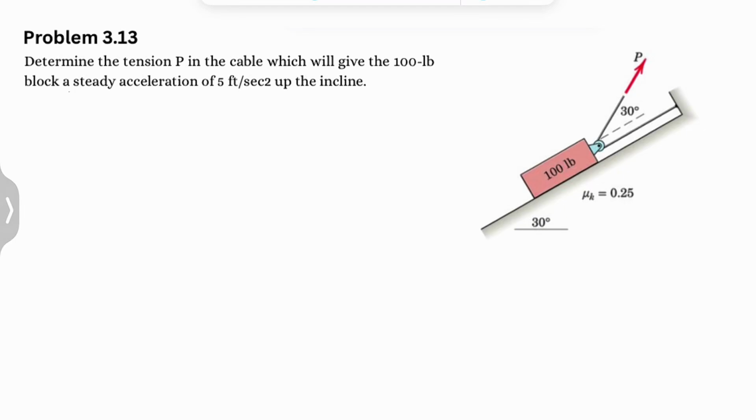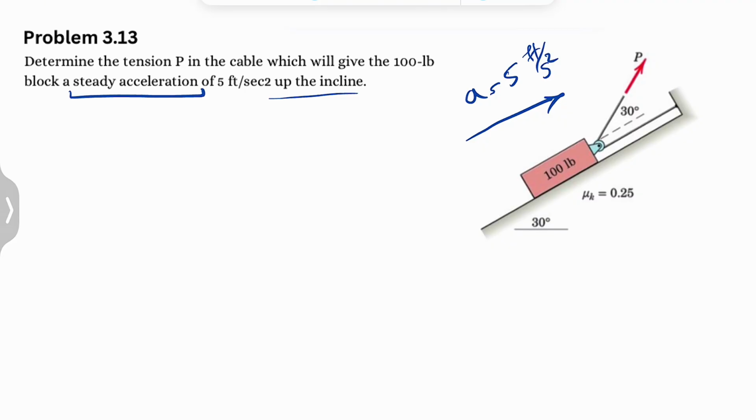Okay, so we're going to be solving another question from the Dynamics book by Meriam, and we need to determine the tension P in the cable, which will give the 100-pound block a steady acceleration of 5 feet per second squared up the incline. So we have the acceleration in this direction, which is 5 feet per second squared. And as always, we're going to start with the free body diagram of the block.